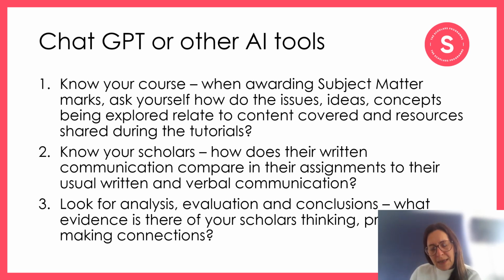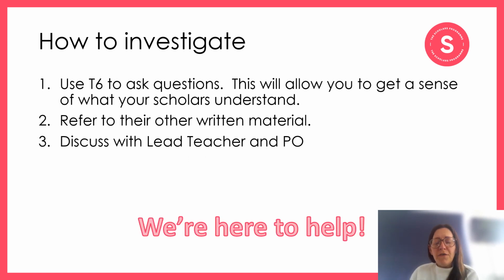So if you do suspect that a student has been using AI to help them, what should you do? Well, the first thing you should do is use tutorial 6 to ask questions. Ask questions of your scholars about the content that they have discussed. And this will allow you to get a sense of whether they understand this content or not. If they don't understand it, it may be an indicator that they've got it from elsewhere. But if they do understand it, that's absolutely fine, even if it isn't written in their style. If they've got a good understanding and knowledge of the content, that's absolutely fine to go forward.